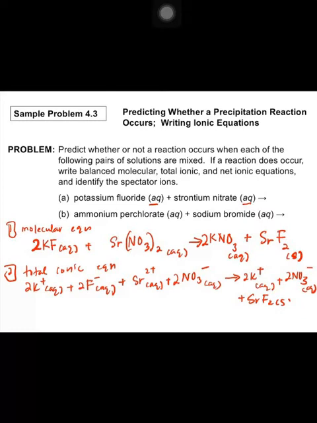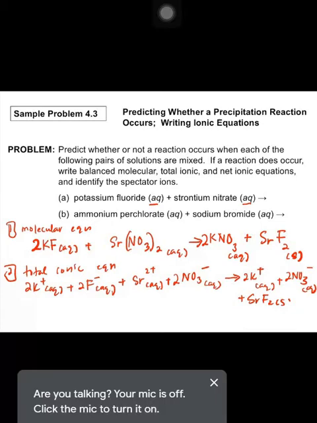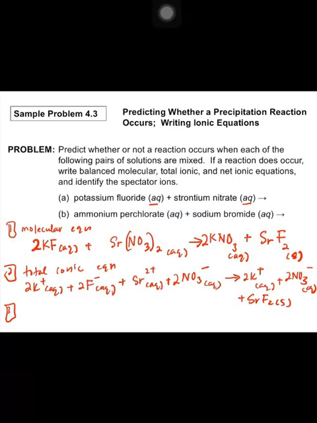Okay, so daripada sini kita tahu this is our balanced total ionic equation. Kena make sure balance juga. Sebagaimana kita balancekan molecular equation, sebenarnya total ionic equation also must be balanced. And from there, kita boleh proceed to the net ionic equation. So to get the net ionic equation, apa kita buat semalam?